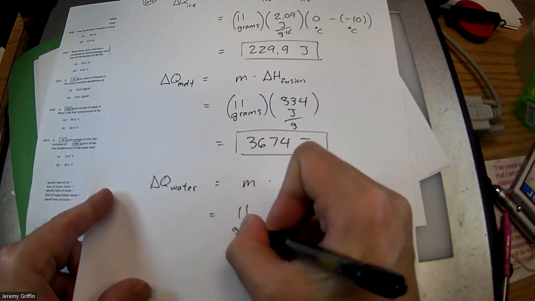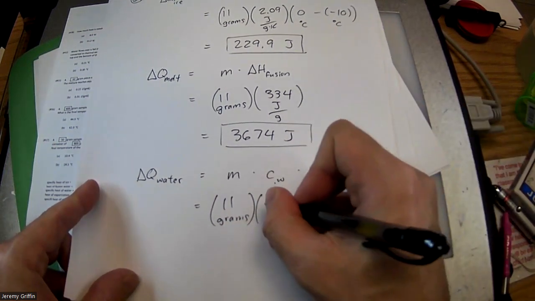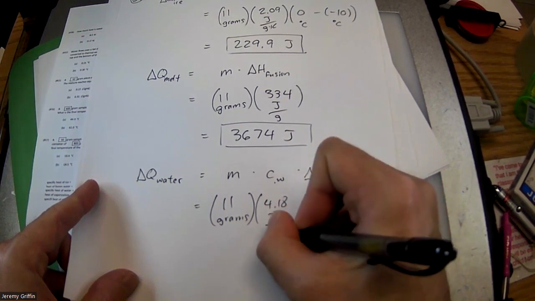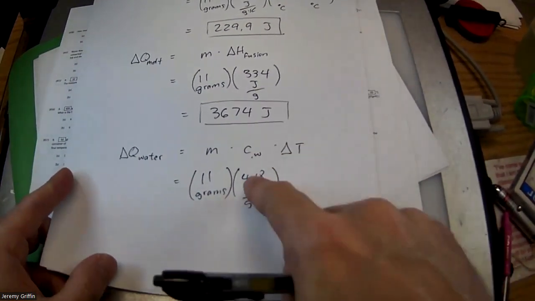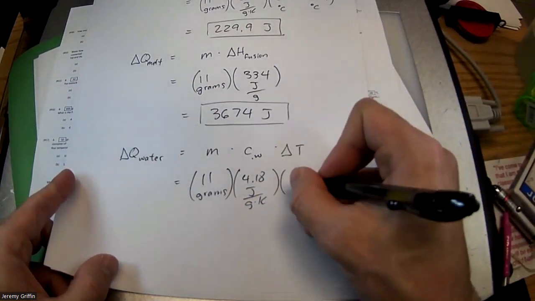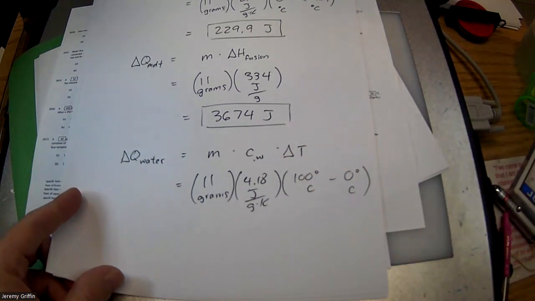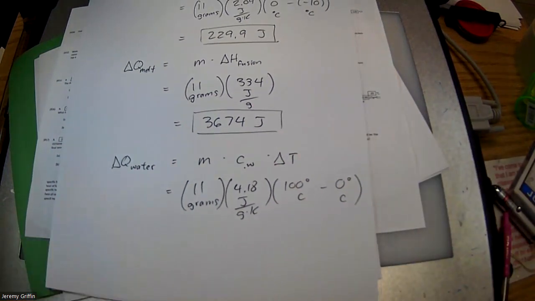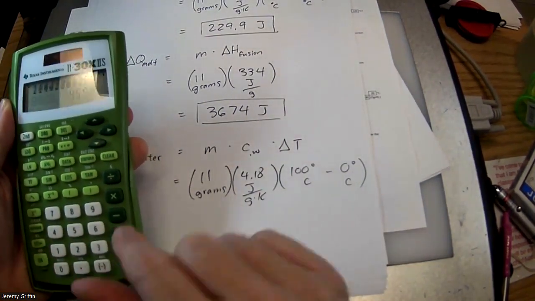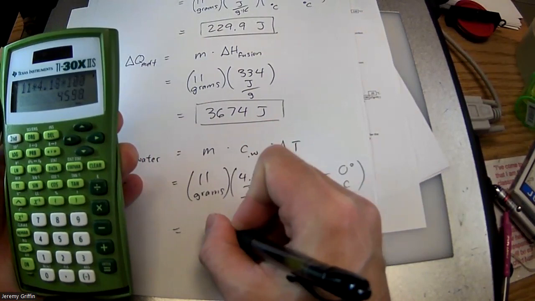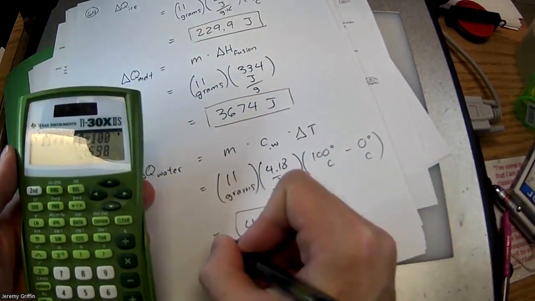Still got 11 grams. C water we've used several times yesterday. Today it's 4.18 joules per gram Kelvin. I mean, it should start to look familiar right now, right? You guys used that number many times yesterday and today. Delta T, well, we're going to 100 degrees Celsius from 0 degrees Celsius. So it's a change of 100 degrees Celsius. You could also call that a change of 100 Kelvin. 11 times 4.18 times 100. That is 4598 joules. That's the third leg of the journey.